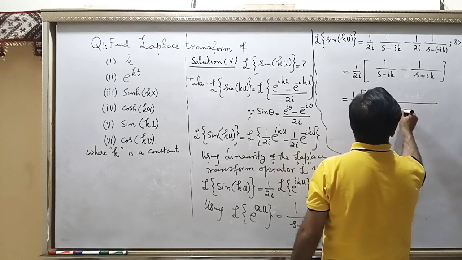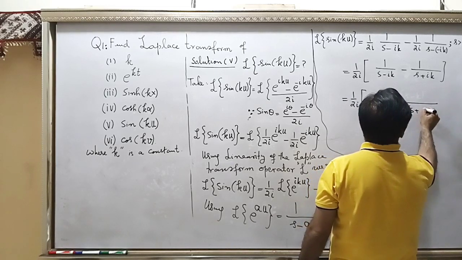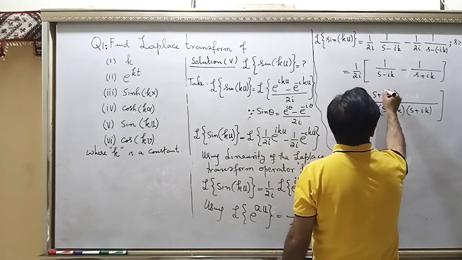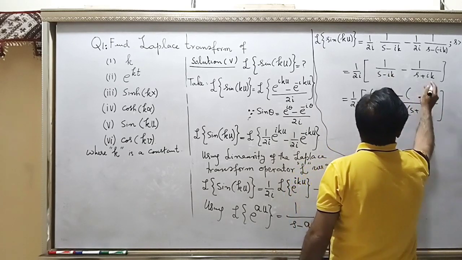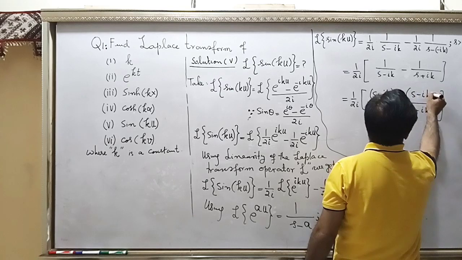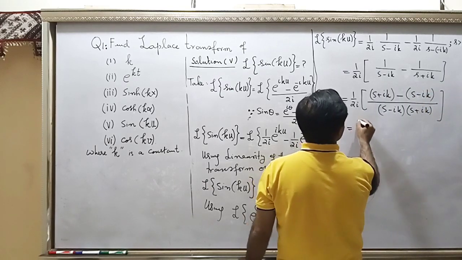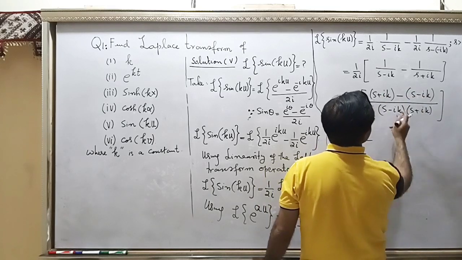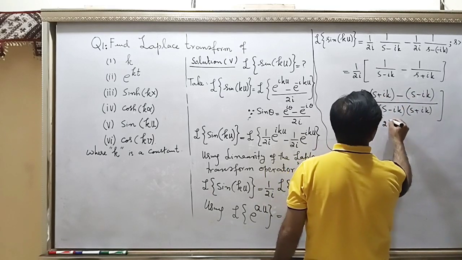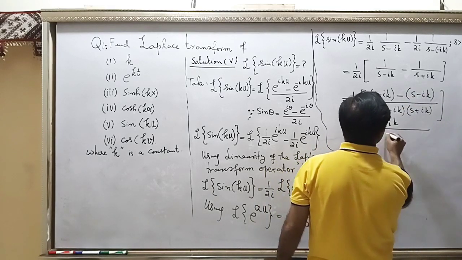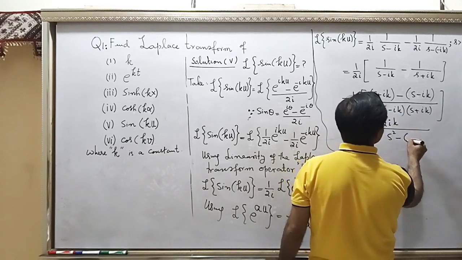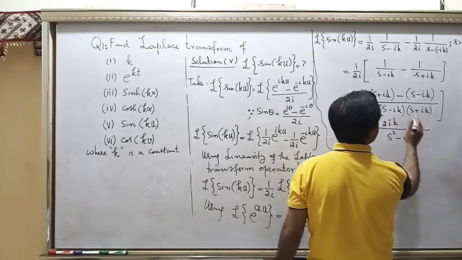S minus ik, s plus ik, and this cancel, gives you s plus ik, minus this gives you s minus ik, and you need to do some more simplification. Minus s will cancel, and you will have 2ik over a minus b, a plus b. It is a square minus b square, and b is your ik now.